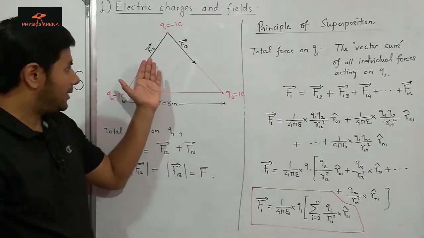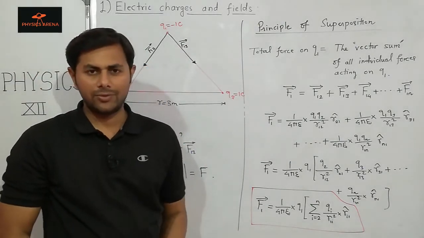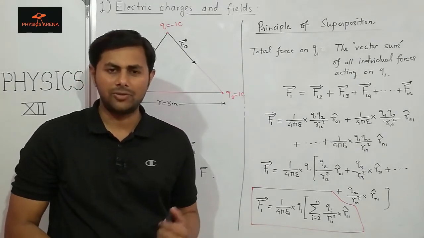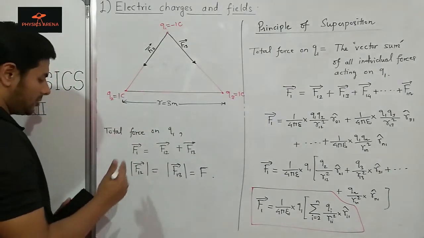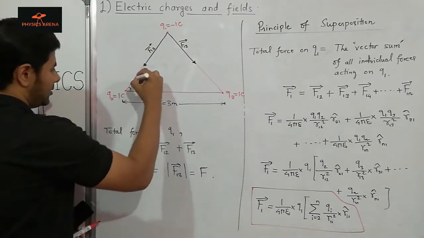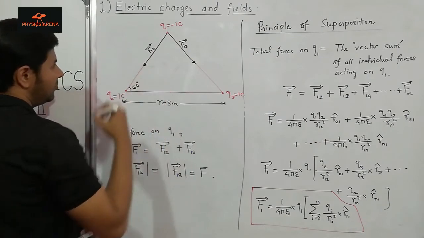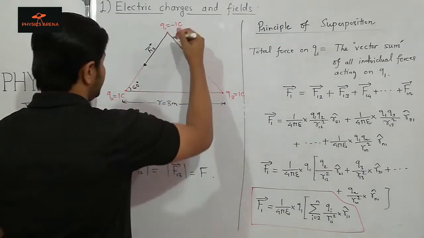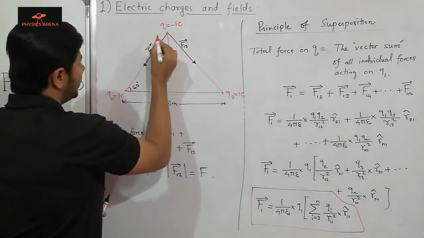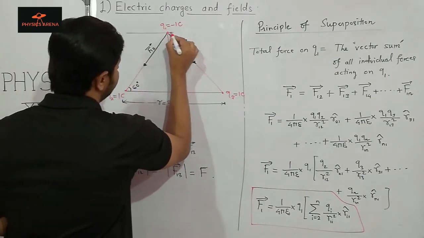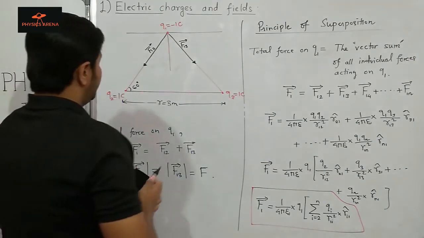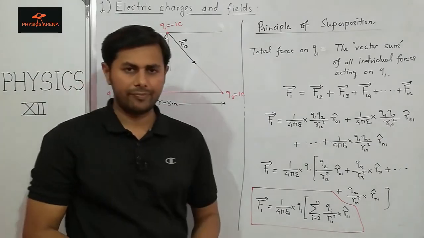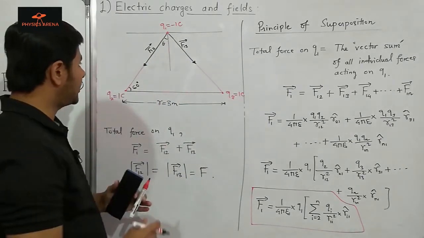Now let us resolve F12 and F13 in rectangular components in order to add them. So this angle is 60 degrees because this is an equilateral triangle. Let me draw this vertical and horizontal lines. Now suppose this angle is theta, so this angle will also be equal to theta. Let us resolve the forces.